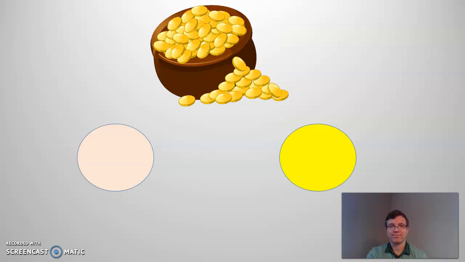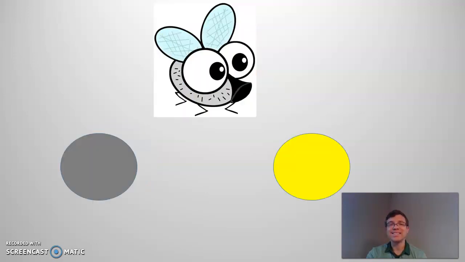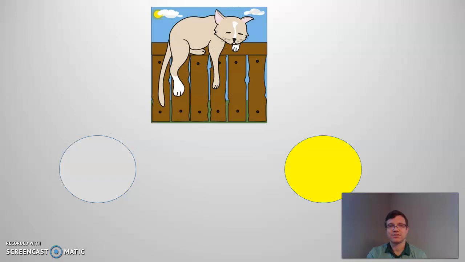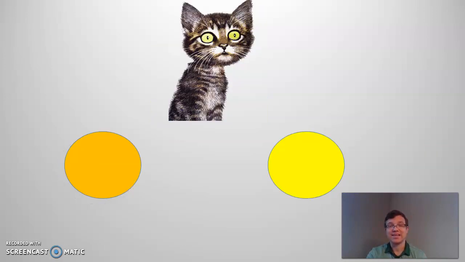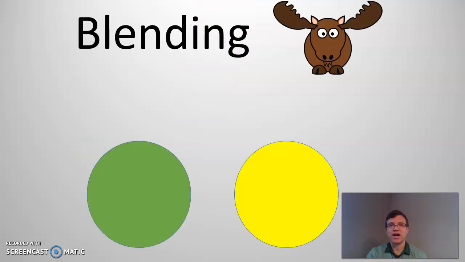Say golden. Without den, what's left? Goal. Say insect. Without sect, what's left? In. Say lazy. Without Z, what's left? Lay. Say neither. Without there, what's left? Knee. Awesome job.